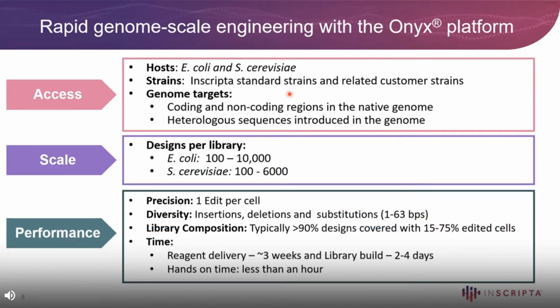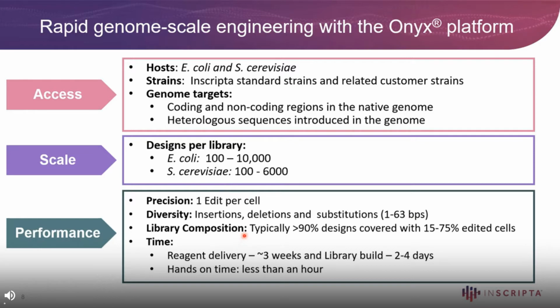Okay, so some of the specs. So we currently support E. coli and S. cerevisiae. This includes Inscripta standard strains as well as related customer strains. Again, you can target the coding and non-coding regions in the native genome, or if you've introduced a heterologous sequence, as you'll see in the applications I'm going to talk about, you can also target that as well. Designs per library for E. coli, it's 100 to 10,000, or for S. cerevisiae 100 to 6,000. One edit per cell. You can do insertions, deletions, and substitutions, anywhere from 1 to 63 base pairs.